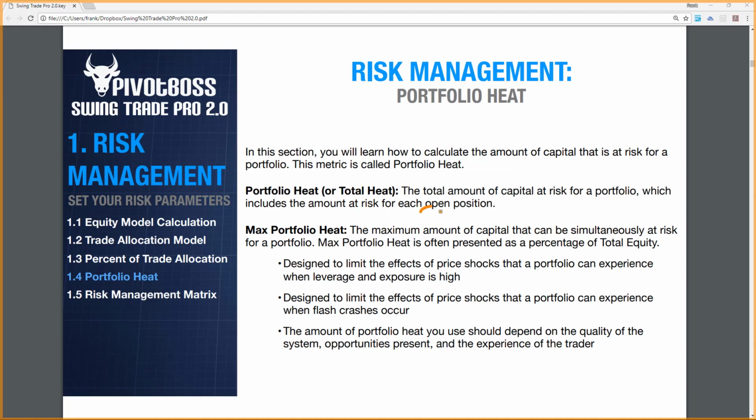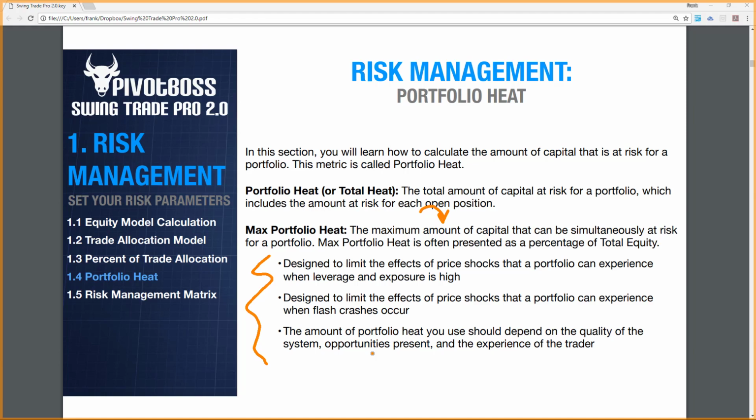So the maximum amount of capital that can be simultaneously at risk for a portfolio is max portfolio heat. Max portfolio heat is often presented as a percentage of total heat. So what this is designed to do is to limit the effects of price shocks that a portfolio can experience when leverage and exposure is high. It's designed to limit the effects of price shocks that a portfolio can experience when flash crashes occur.